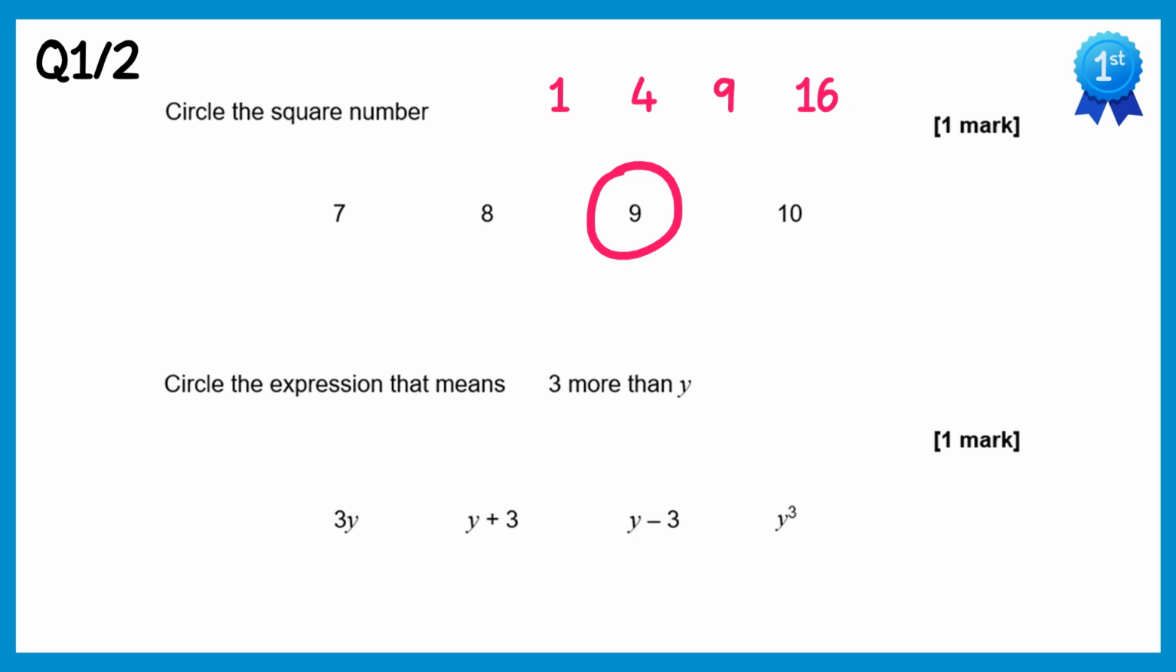For question 2, we need to circle the expression that means 3 more than y. To get something that's 3 more than y, you'll need to add 3 to it. So the answer is y plus 3.